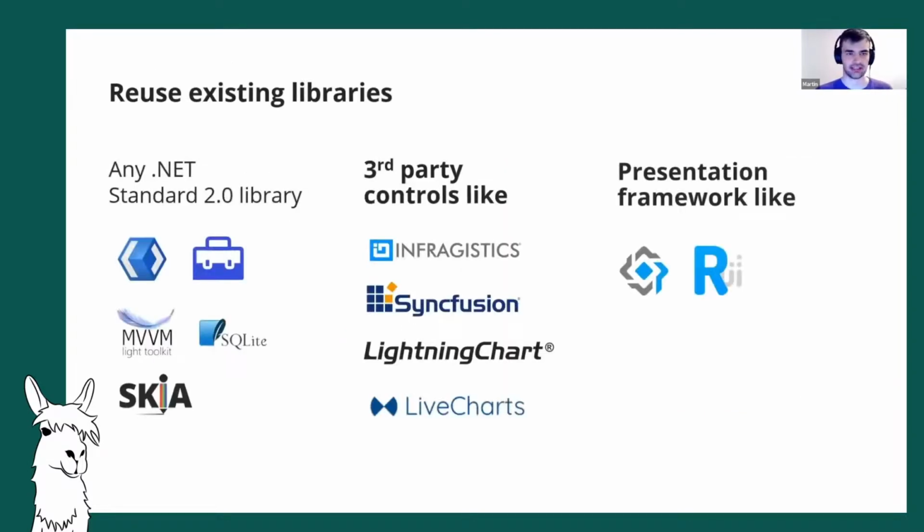Right. And of course, any platform is as strong as its third-party ecosystem. So UNO platform offers a lot of third-party libraries. You can use any .NET Standard 2 library in UNO platform applications. You can also use third-party controls from Infragistics, Syncfusion, and so on. And you can also use presentation frameworks and VM frameworks like Prism, Reactive UI, or also the Community Toolkit MVVM.